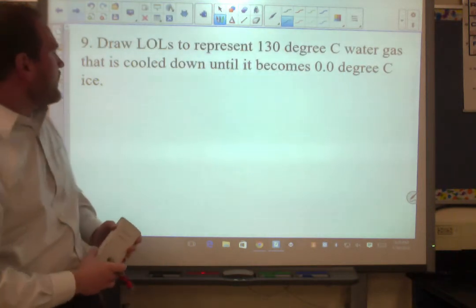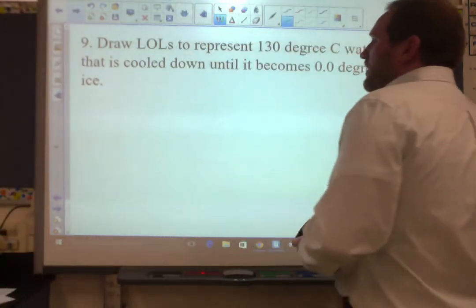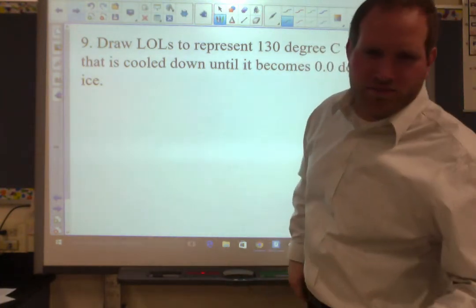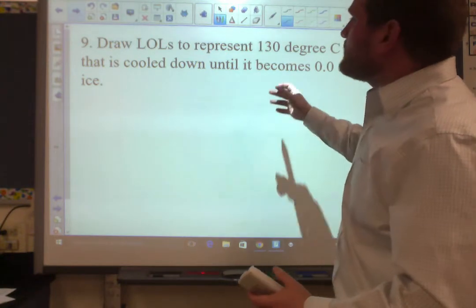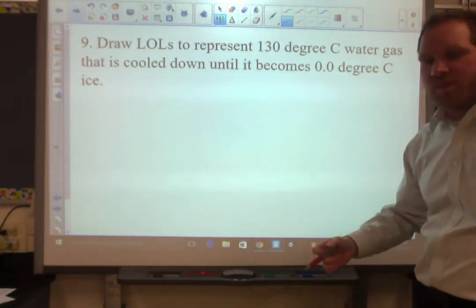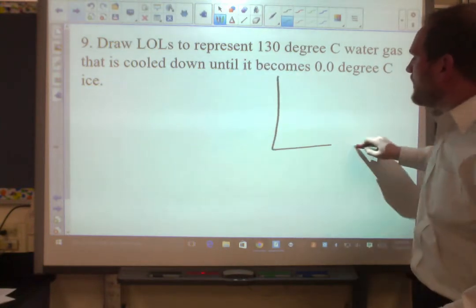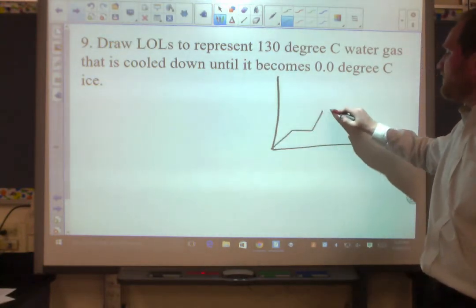Question 9. Draw LOLs to represent, this is going to be a long problem. Okay, so how are we doing on time? For this one, I don't feel the need to go through the entire thing. If you have questions, you can ask your teacher, or you can check the online answer key for that. But I will just show how many steps it's going to be. Up, flat, up, flat, up.